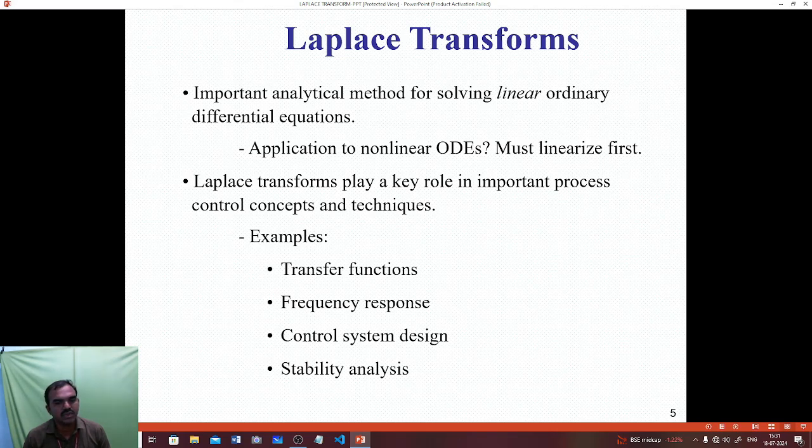And application to non-linear ODE: for non-linear, the power value is different, so we must linearize first. Laplace transforms play a key role in important process control concepts and techniques. Some examples: transfer function, where we change a function into another function, frequency response, control system design and stability analysis.